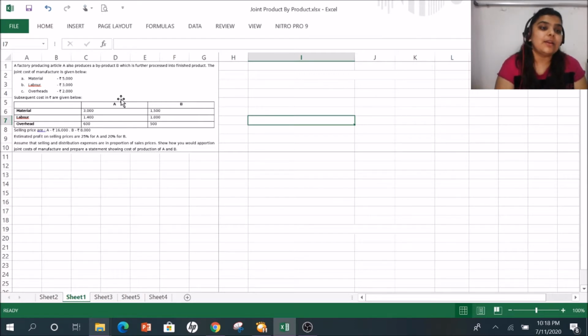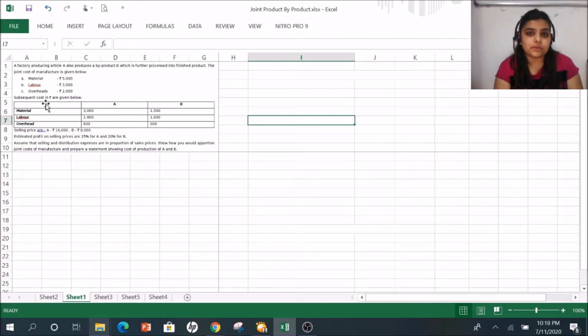Let us read it. A factory producing article A also produces a byproduct B which is further processed into finished products. The joint cost of manufacture is given below, that is material 5,000, labor 3,000, overheads 2,000. The subsequent costs in rupees are given below. Material cost 3,000, 1,500, that is for product A and product B. Labor and overheads is also given to us. If you see, this is the subsequent cost.